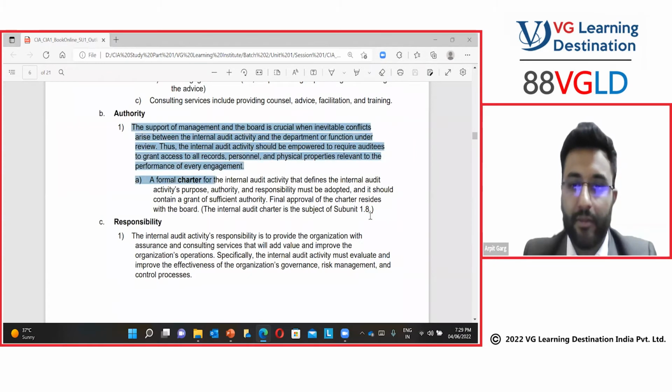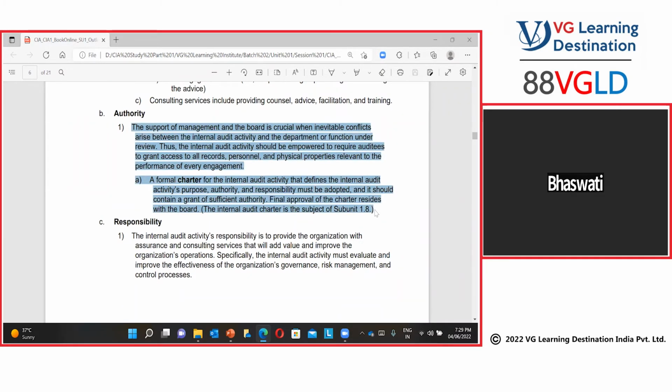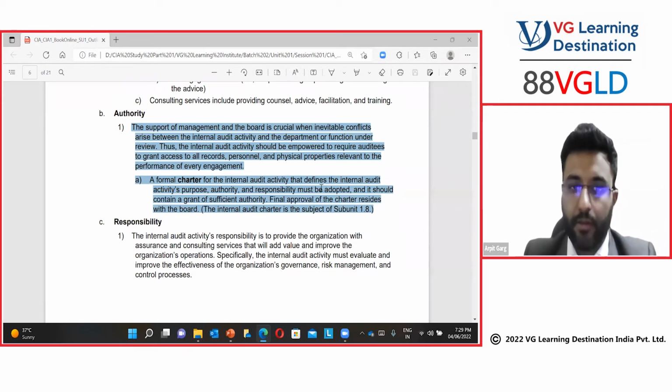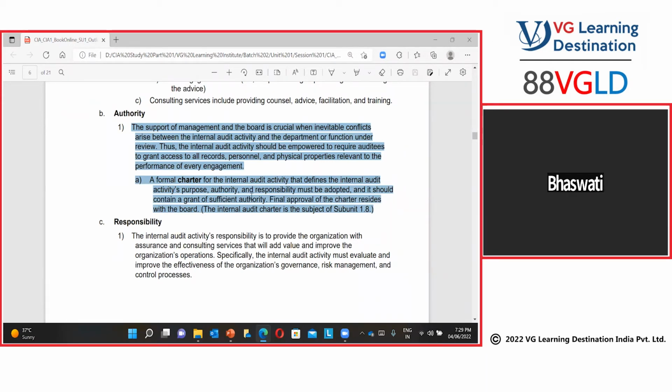Authority. The support of management and the board is crucial when inevitable conflicts arise between the internal audit activity and the department or function under review. Thus, the internal audit activity should be empowered to require auditees to grant access to all records, personnel, and physical properties relevant to the performance of every engagement. A formal charter for the internal audit activity that defines the internal audit activity's purpose, authority, and responsibility must be adopted, and it should contain a grant of sufficient authority. Final approval of the charter resides with the board. The internal audit charter is a subject of a subunit, so that will be the last subunit.